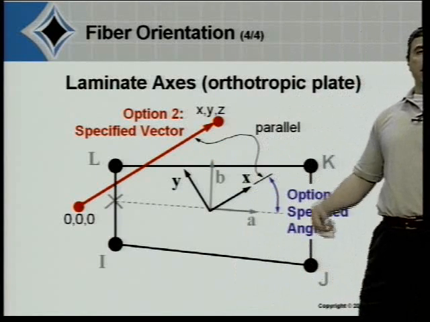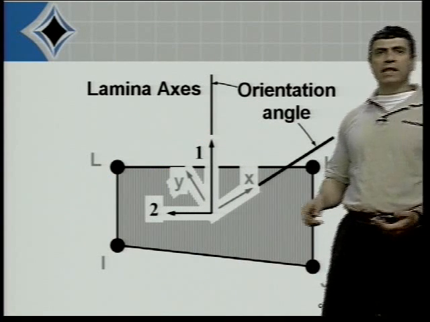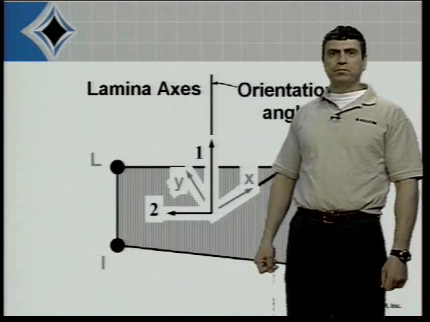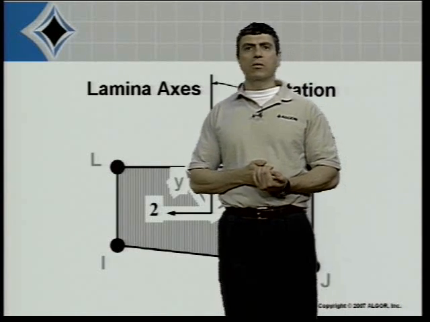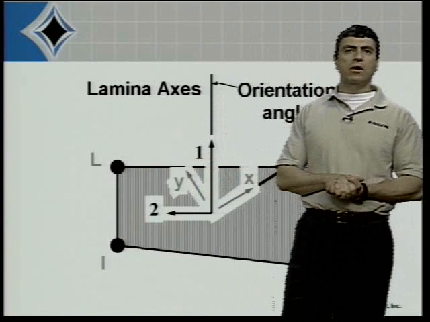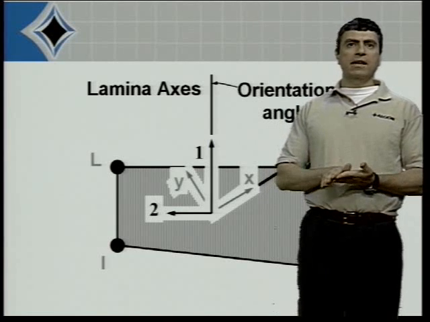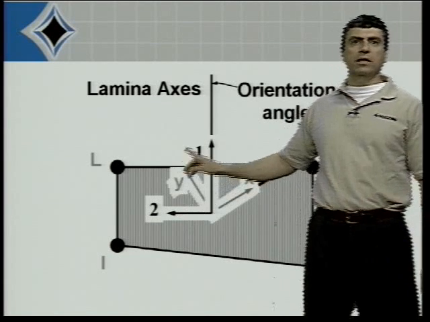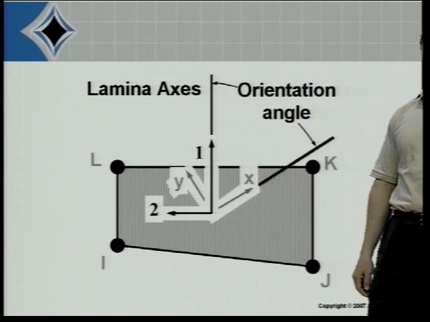Once you define your laminate axis, the next slide will show how we define the lamina axis, which is basically an angle relative to the laminate axis. This is all done in the element definition window or dialog box. So once you define the laminate axis, you start laying your lamina, and each one can have its own lamina axis, which is just an angle relative to the laminate axis.